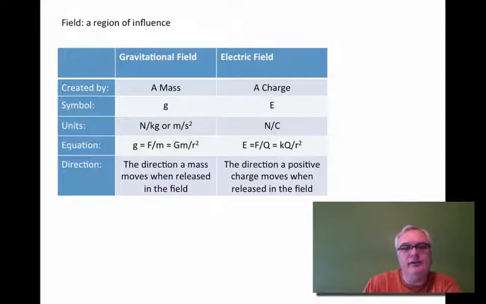The symbol for gravitational field is a lowercase g, and the symbol for electric field is an uppercase E. Don't get that confused with energy. Energy, remember, always has a subscript, like EP is potential energy, EK is kinetic energy. E by itself is electric field.